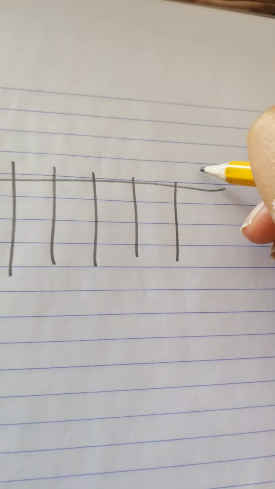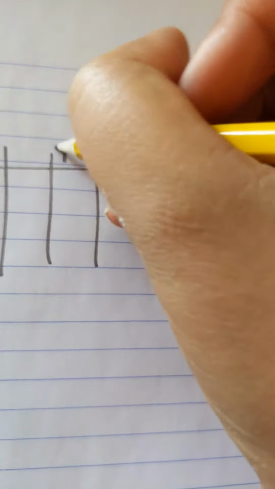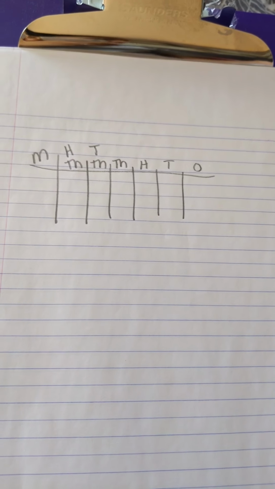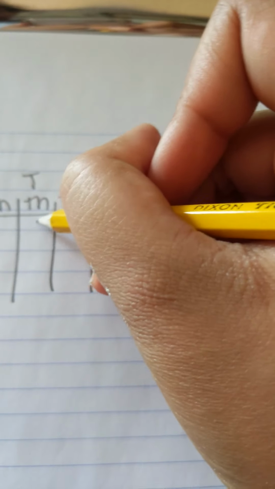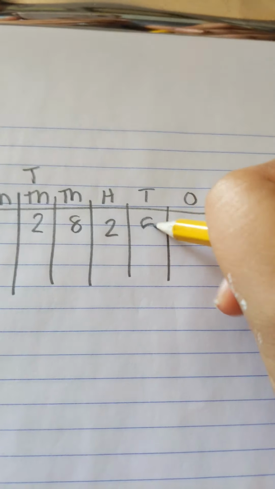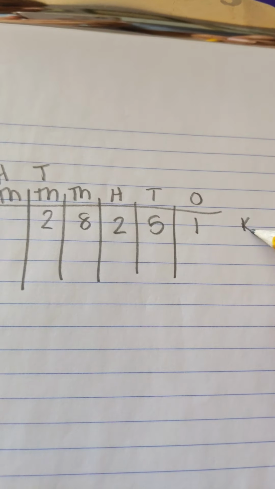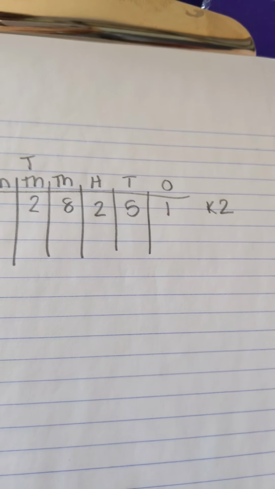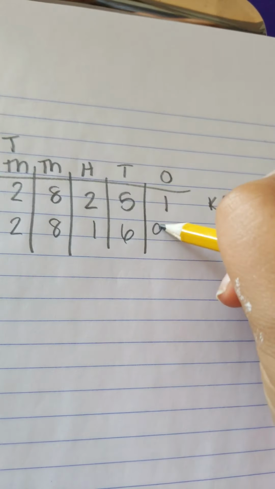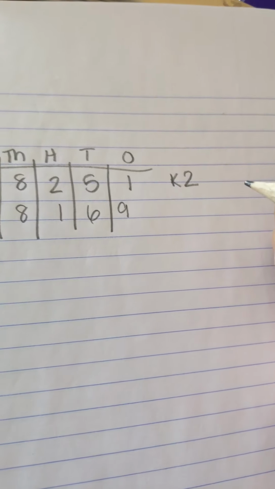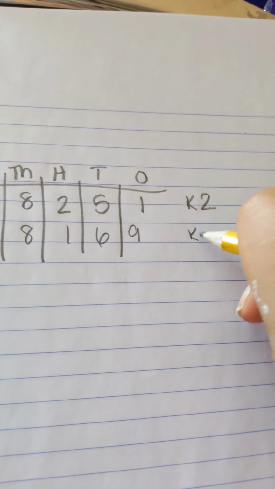Remember our chart? Ones, tens, hundreds, thousands, 10,000s, hundred thousands, and millions. Let me put my numbers in my chart. All right, so K2 is 28,251. And I'm just going to label it over here. K2. My next one is 28,169. And that is, ooh, goodness. I'm just going to call that Kang.